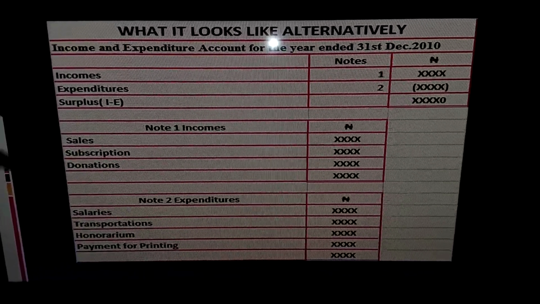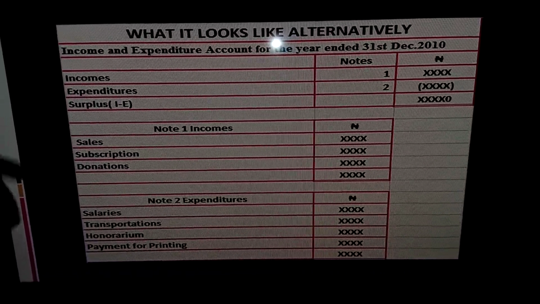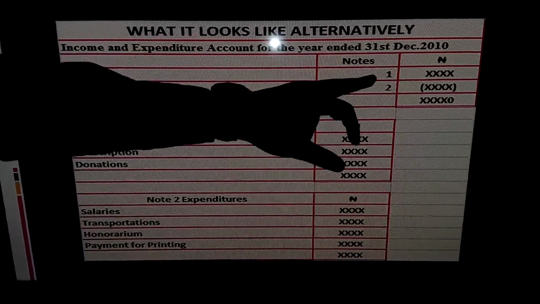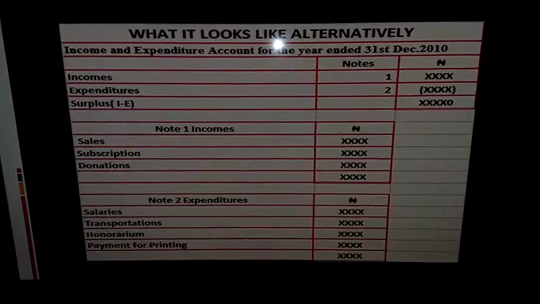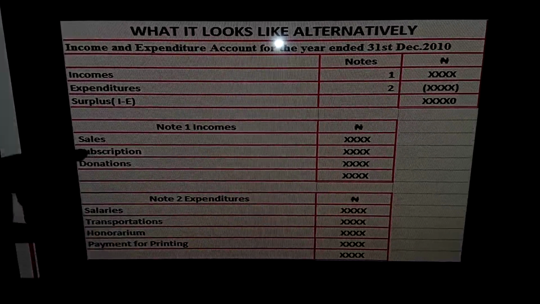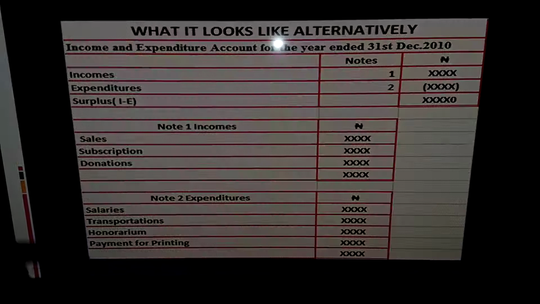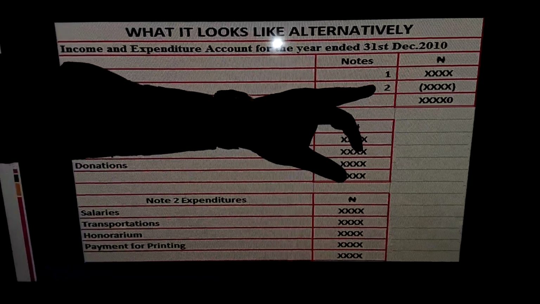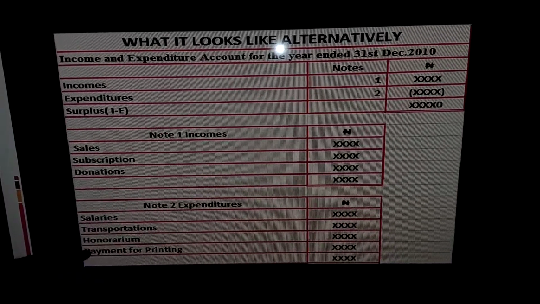So here we just say income and expenditure account for the year ended, whatever year. So you're just saying, what are the incomes? Your note will explain what makes up the income. So whatever you have there is what you have here. For instance, your note 1 says incomes here. We have sales, subscription, donation. When you add everything up, that's what you bring here. And then we have expenditures. Note 2 explains what makes up your expenditure. From here, we have salaries, transport, honorarium, payment for printing.